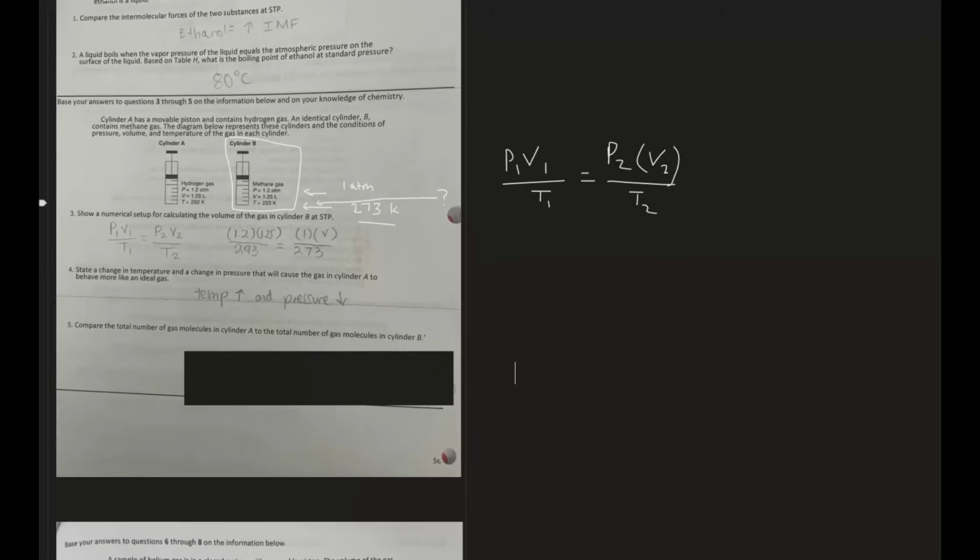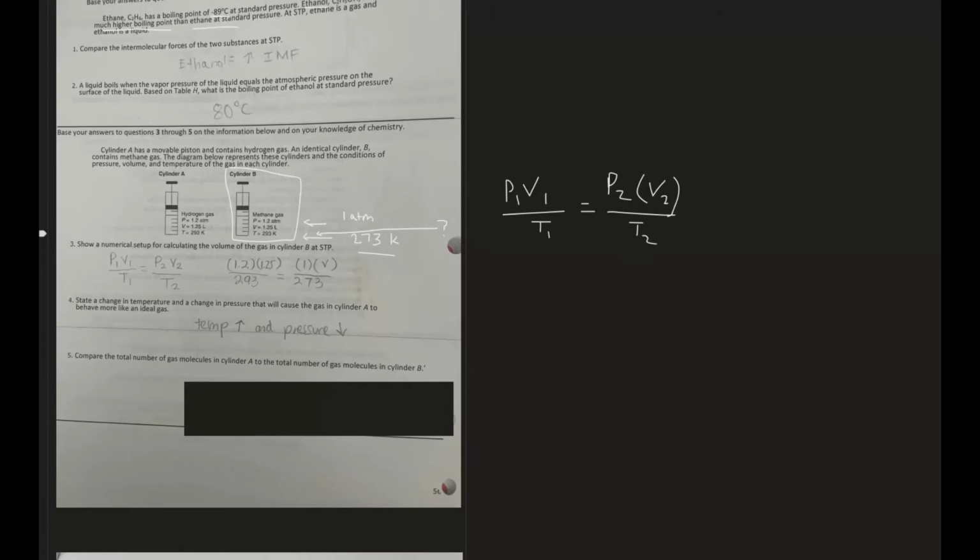Number 5, compare the total number of gas molecules in cylinder A to the total number of gas molecules in cylinder B. So you're really going to have to read in between the lines here. If we look at the volumes, we have 1.25 liters of gas here and 1.25 liters of gas here. And since pressure and temperature are constant between the hydrogen gas and the methane gas, and the volume is the same, you're also going to have the same number of gas molecules, right? So the amount of gas molecules is going to be constant between the two as well. So it is the same.